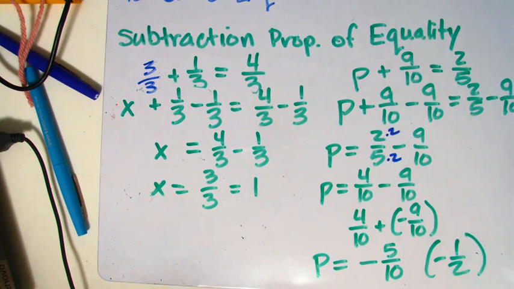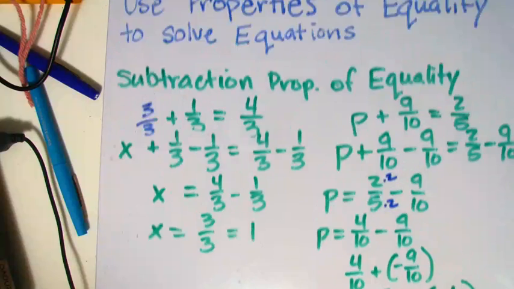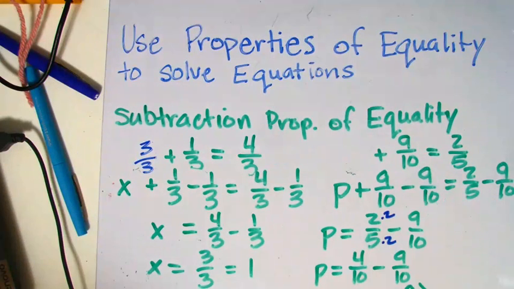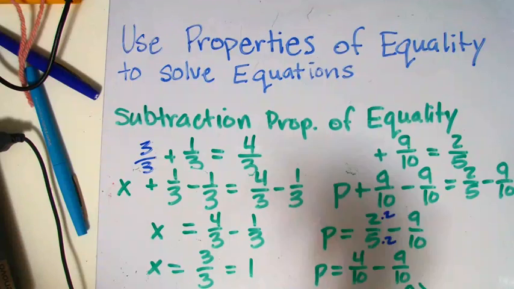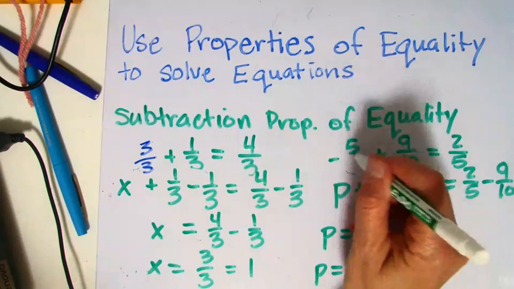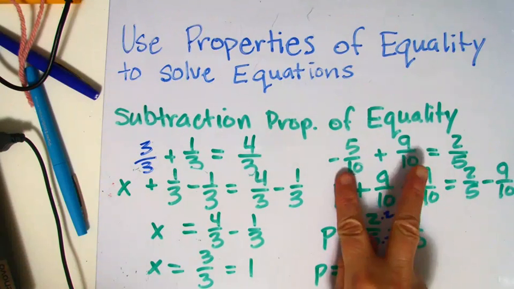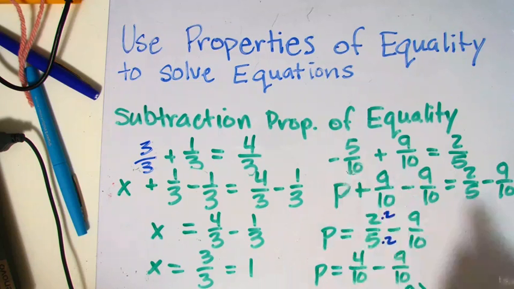Before I do that, however, I'm going to plug in -5/10 into the original equation, just to make sure I did the math correctly. -5/10 plus 9/10. Again, I have a negative plus a positive. I'm going to subtract and I get 4/10.